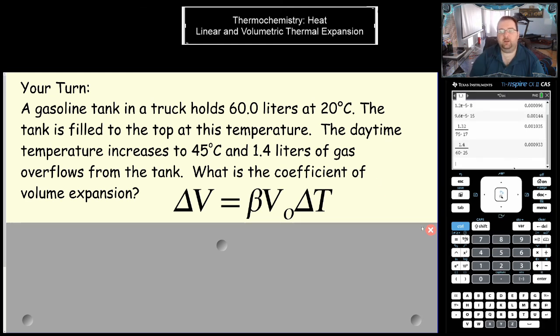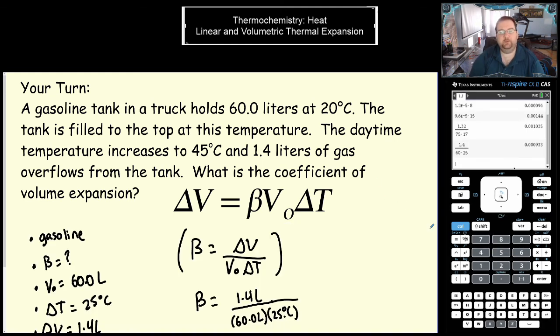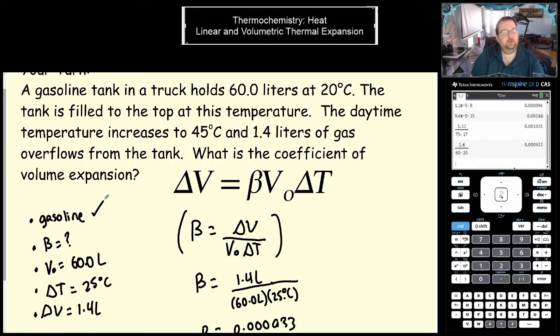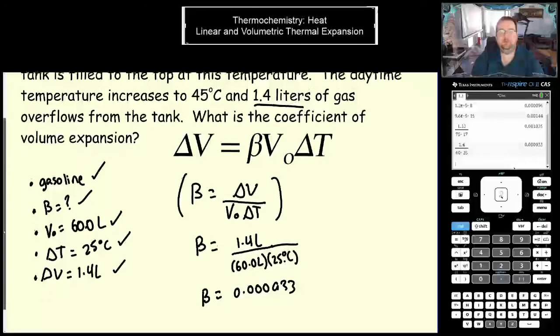YouTubers, welcome back. We have the solution for you. Let's go through it. So we know that we have a gasoline tank, and it's in a truck that holds 60 liters, and the tank is filled to the top. So this is our initial volume. The change in temperature, well, we went from 20 to 45, so that's a difference of 25 degrees Celsius. And 1.4 liters of gas spilled out, so that's our change in volume. And we're looking for the volume expansion of gasoline.